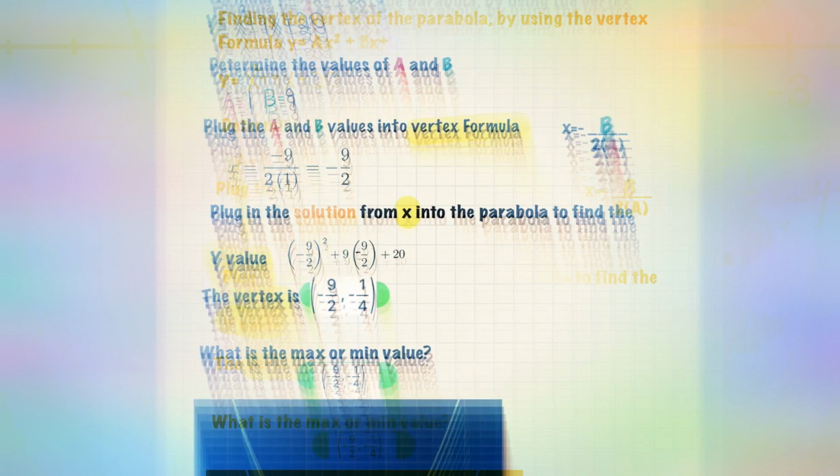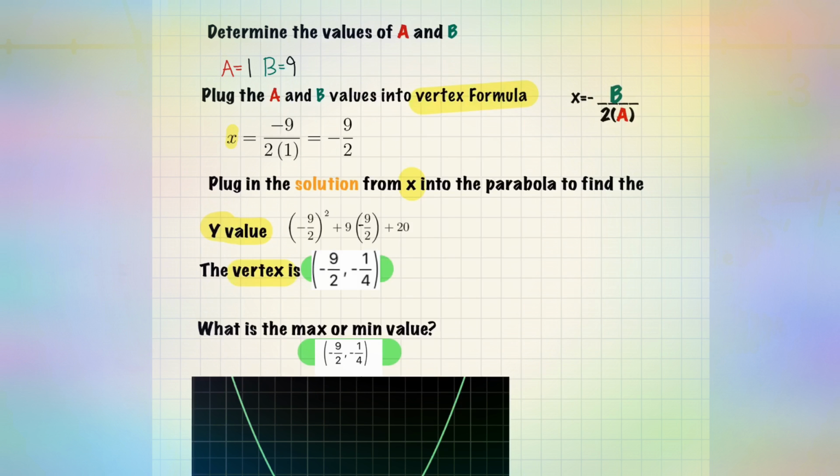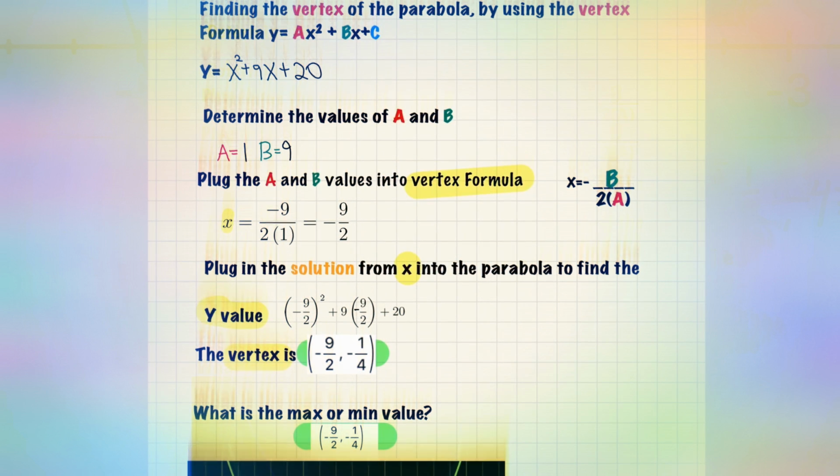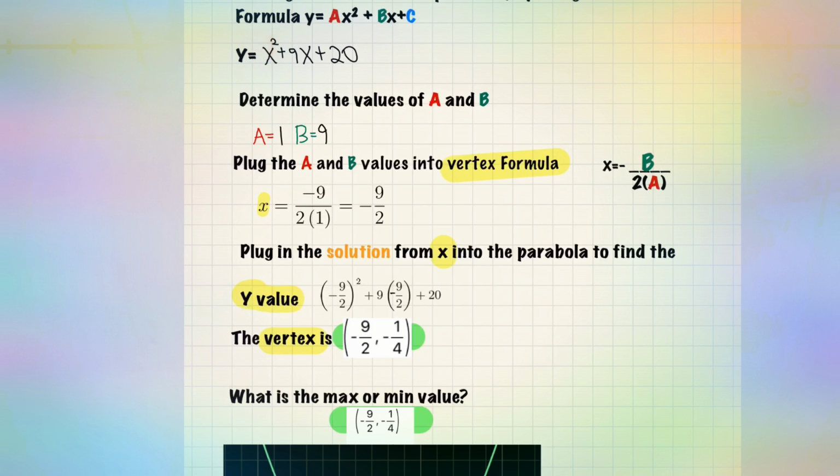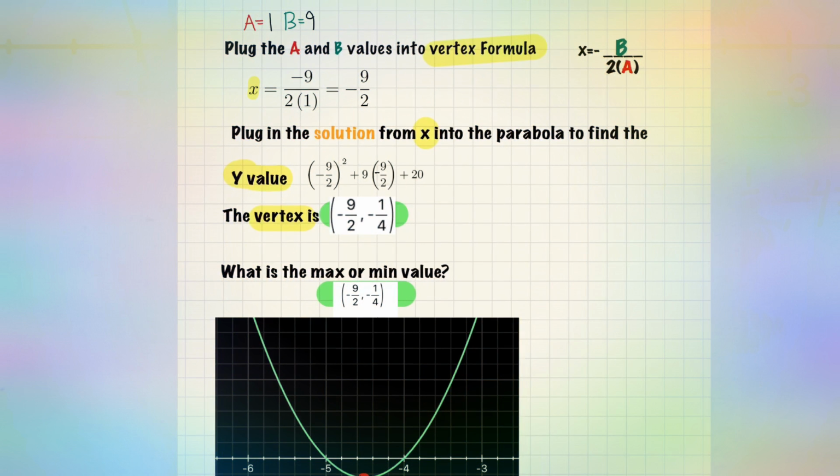Okay, now that we have negative 9/2, we plug the solution that we found for x into the original equation of the parabola to find y. And this was the original parabola equation we were given, or function, excuse me. So we have negative 9/2 squared plus 9 times negative 9/2 plus 20. When we simplify, we found out that our x value is negative 9/2, our y value is negative 1/4. So that is where our vertex is at.